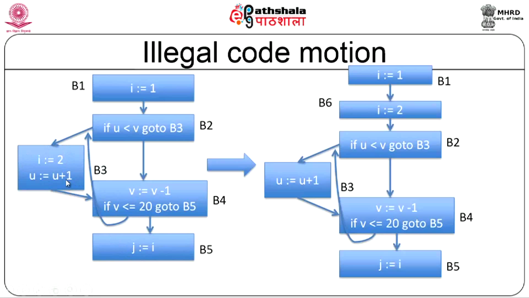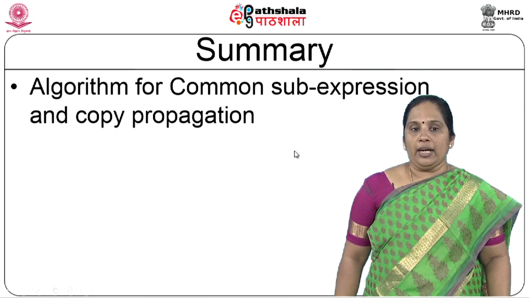So, I cannot move this to the pre-header, because only if it comes through this particular path does j get I as 2. There is no reason that it has to come through this particular path. This is also a valid path. Therefore, in that case, j will have a value of only 1. So, this is an illegal code motion. You have to ensure that you consider all possible paths to check whether the value of a particular variable remains as it is. Care should be taken on that.